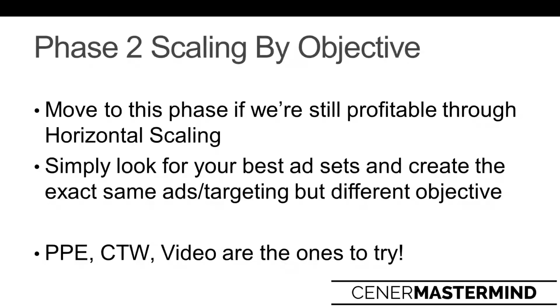Phase 2, scaling by objective. We're only going to move to this phase if we're still profitable through horizontal scaling. So this is obviously something that would happen after horizontal scaling, right? It certainly happens after vertical scaling. And what we're doing here is we're simply going to look for our best ad sets.